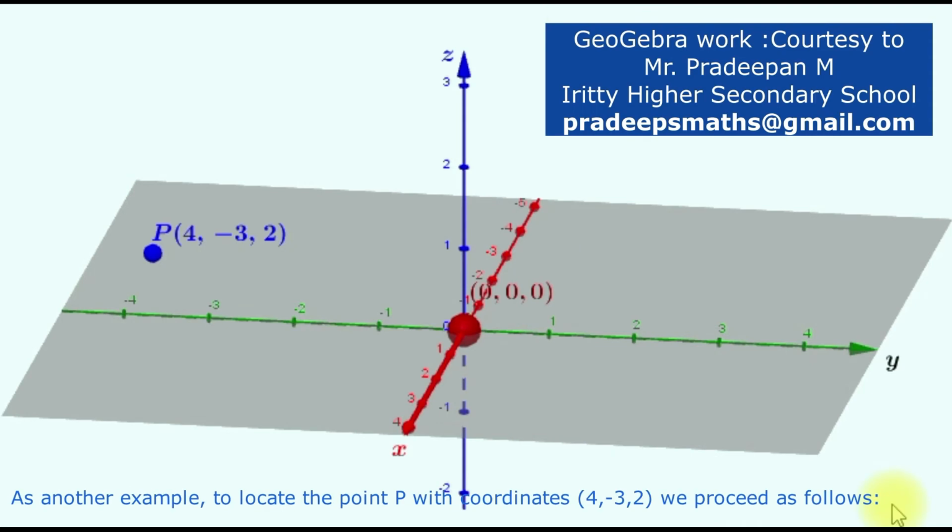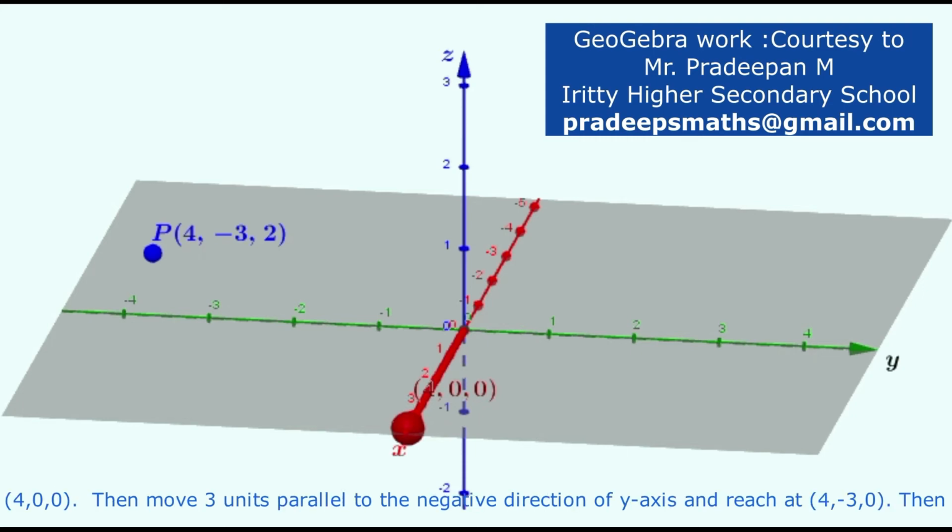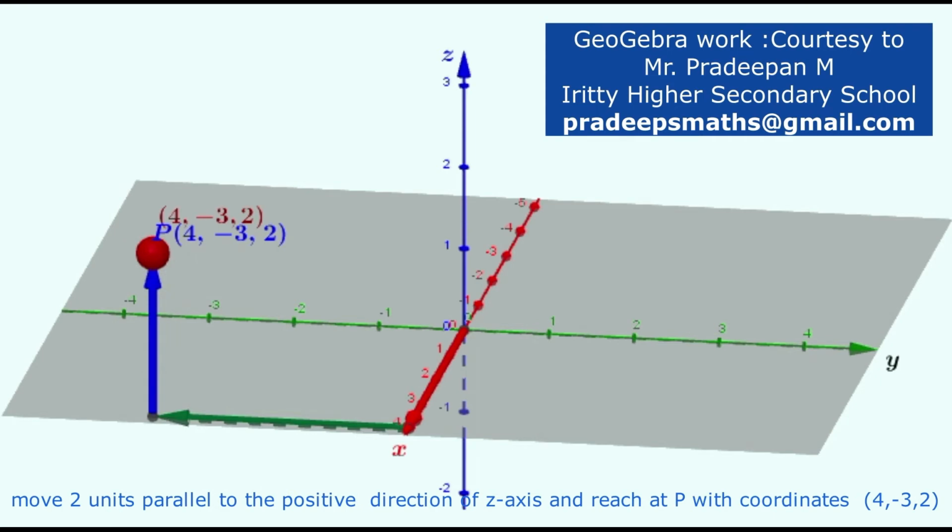As another example, to locate the point P with the coordinates (4, -3, 2), we proceed as follows. We begin from the origin O, move 4 units in the positive direction of the x-axis and reach the point (4, 0, 0). Then move 3 units parallel to the negative direction of the y-axis and reach the point (4, -3, 0). Then move 2 units parallel to the positive direction of the z-axis and reach the point P with the coordinates (4, -3, 2).